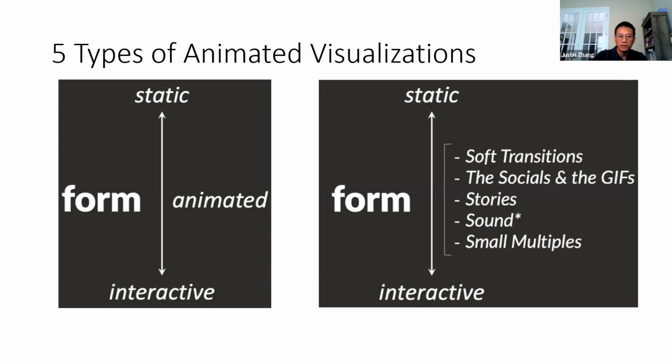So based on the vertical dimension, static to interactive, we can actually identify these 5 types of animated visualizations, which we will talk about in the following slides: soft transition, social and GIFs, stories, sound, and small multiples. So in the transition from static to interactive types of data visualization, animation can be used to increase the interactive nature of data visualization.